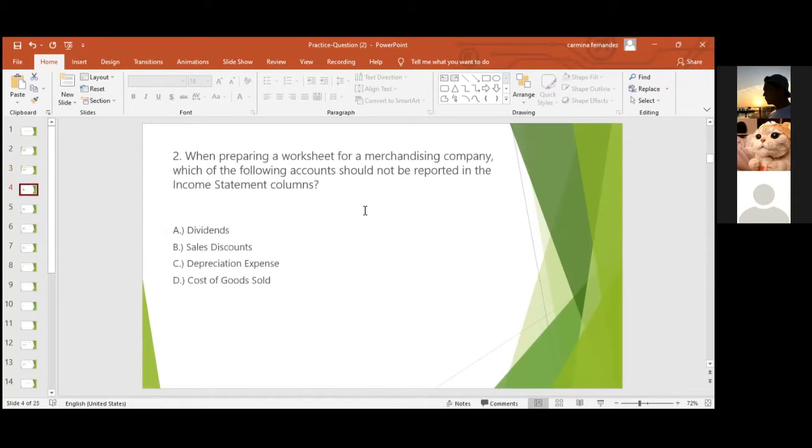Yun sa number 2 naman, when preparing a worksheet for a merchandising company, which of the following accounts should not be reported in the income statement column? So, ang sagot naman dyan ay yung dividends. Di ba wala namang dividends sa income statement? And yun.